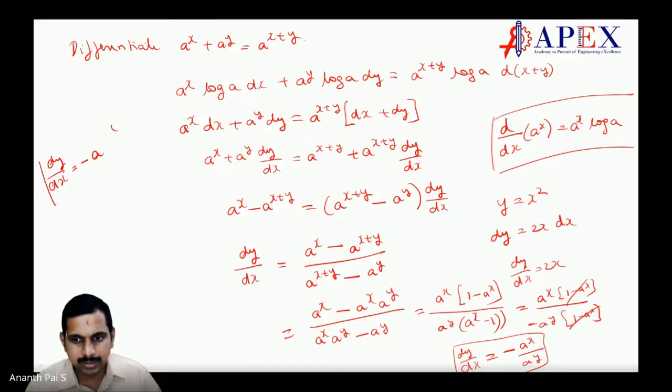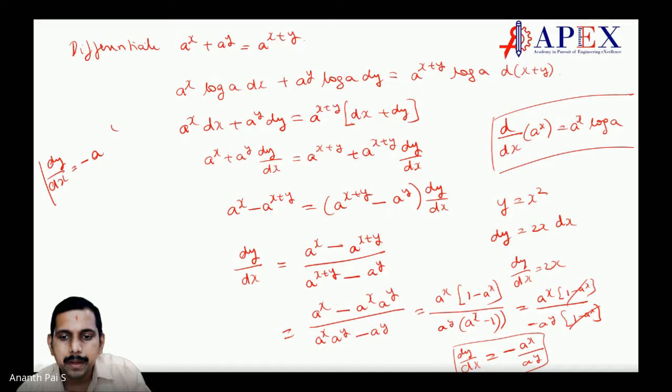Sir, a power y, no sir. Minus a power y in the numerator. A power x into 1 minus a power y. A power x, we are taking 1 minus a power y. I'm sorry. Here, what is it? A power y into, okay. You cannot cut it like that. I'm sorry.